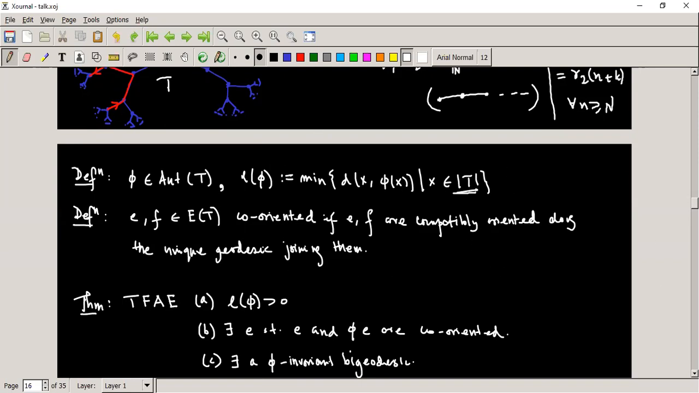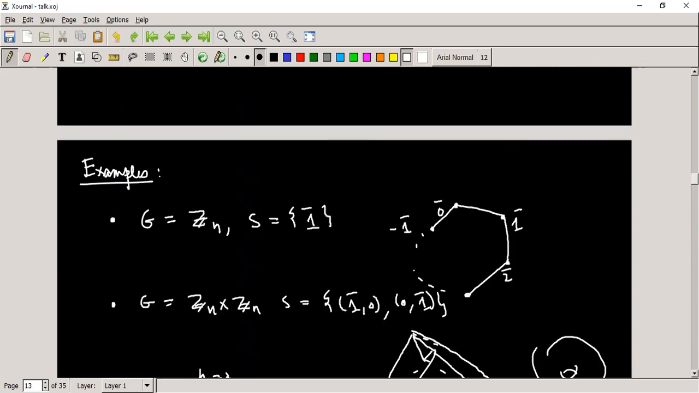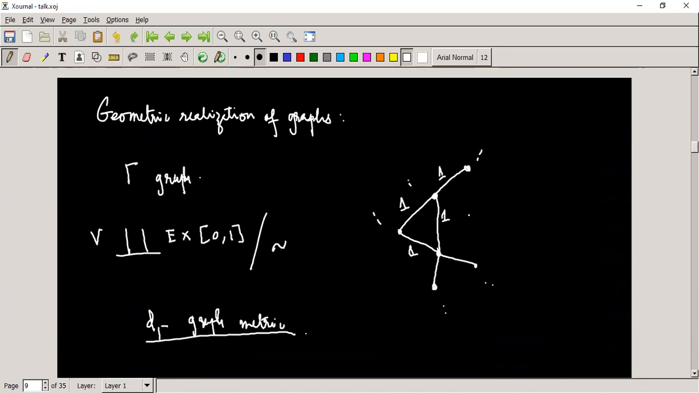Bar t really means, so I should go back to that geometric realization page. Let's see. Have I defined it? So this is called the geometric realization. Bar G is called the geometric realization of this graph. I've written it as gamma here. Yeah, because the edges are also there.